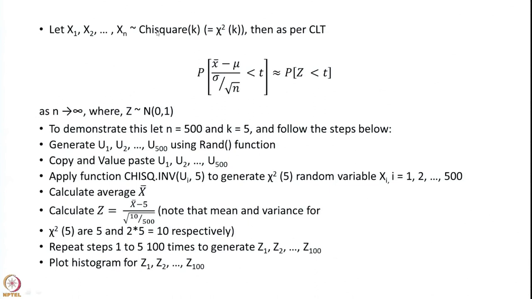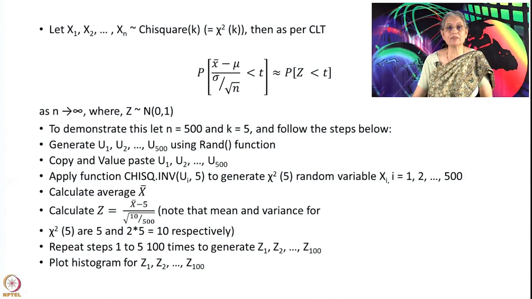Why am I taking chi square? Chi square is a skewed distribution, and remember normal is a symmetric distribution. So, we want to show that we take a skewed distribution, and when the central limit theorem applies, how it comes very close to the normal distribution, how it actually turns into a symmetric distribution. So, we want to show that if x1, x2, xn follow chi square distribution with k degrees of freedom, then the probability that x bar minus mu divided by sigma over square root n is less than t is the same as the probability that Z is less than or equal to t, as n tends to infinity, where Z is a standard normal variate. To demonstrate, for the time being we will take n to be 500 and k, the degrees of freedom of chi square, to be 5, and then we take the following steps.